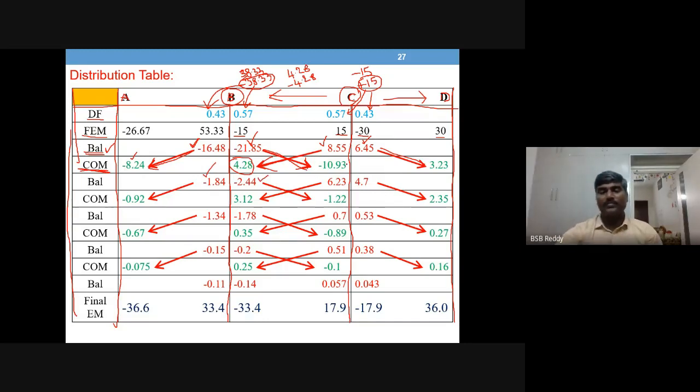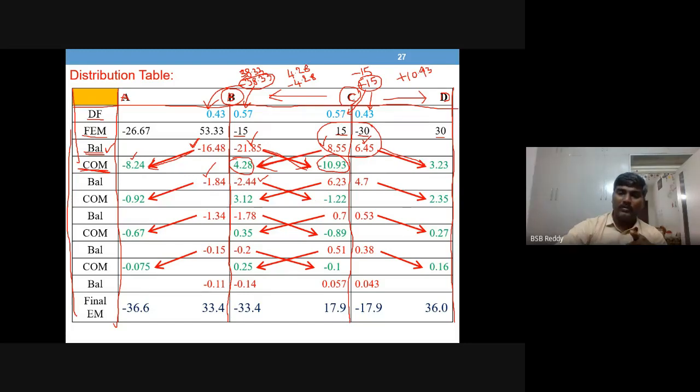Same coming to C, we have made it 0 at joint C. Total moment at C we have made 0. But what is happening? Again there is a moment of minus 10.93. How this has come? Because of balancing of B. So you have to make this 0 again. So what do you do? You add plus 10.93. Add 10.93. How do you add again?